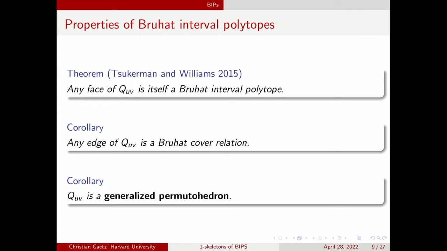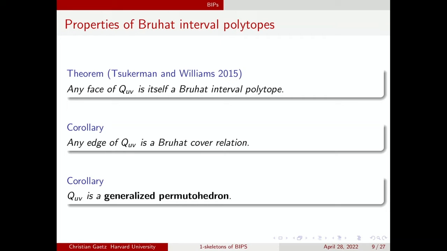So what are some basic structural properties of these polytopes? One of the most interesting structural properties is that any face of a Bruhat integral polytope is itself a Bruhat integral polytope. So if I look at my Bruhat integral polytope QUB and I take some face of it, that will be some Q U prime B prime. And in particular, if we just think of what that says for edges, an edge of this polytope has to be a one-dimensional Bruhat integral polytope. In other words, it just has to be a cover relation in Bruhat order.